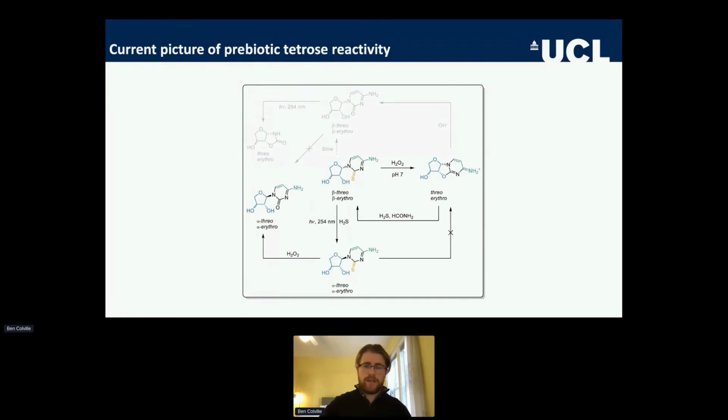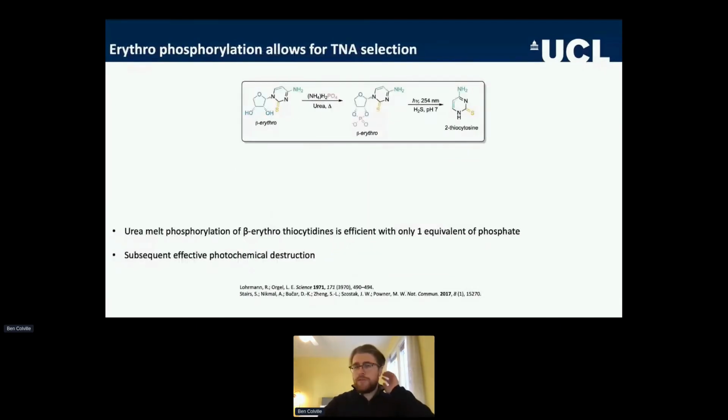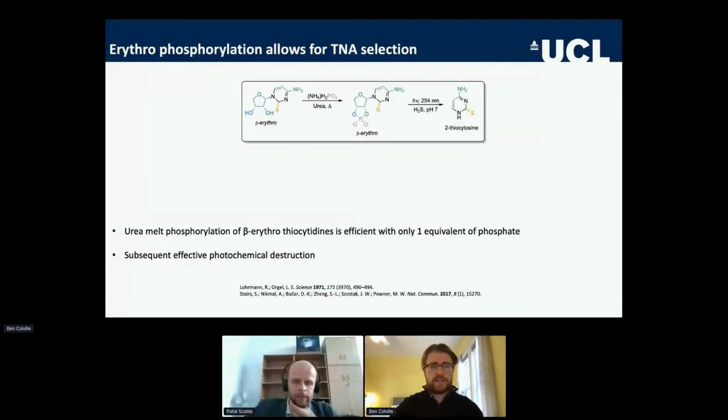And we thought maybe there was a way that we could do some sort of selection to selectively get the threose one and purify it away from the erythrose one. And so we turned to phosphorylation, which is an essential activating component.